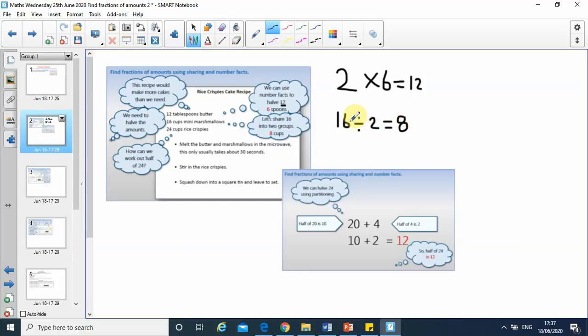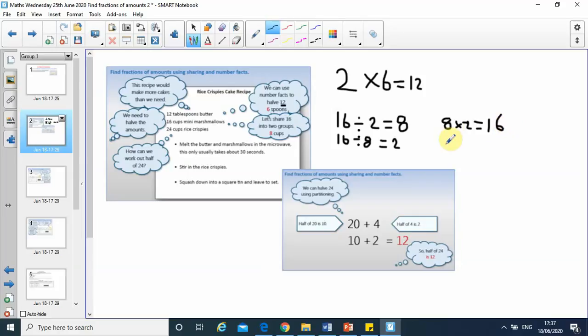Bit of a challenge. Can you rearrange that into a number family? Of course we can. We can do 16 divided by 8 equals 2. We can use these 3 numbers for the rest of our number family. 8 times 2 equals 16. I know I've got my number facts here.